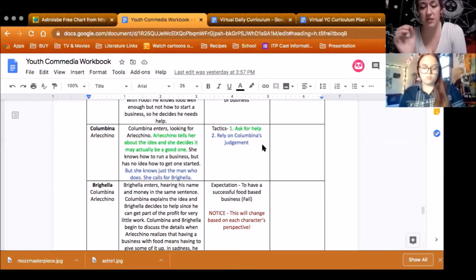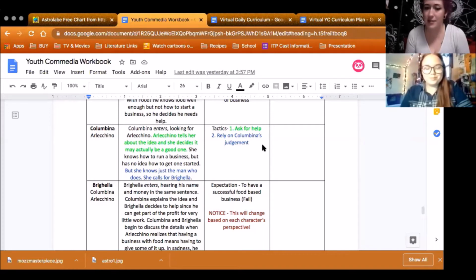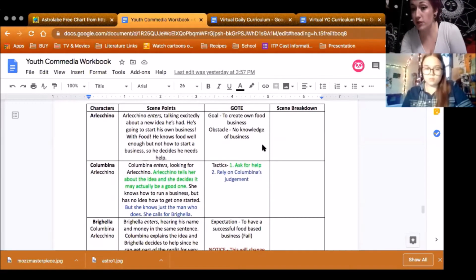And the last thing is the expectation. So the expectation is what your specific character wants this whole situation to work out as. Like, what do you expect? It's the easiest way to explain it. In this case, it's to have a successful food-based business. And with the goat sheet, that expectation can either succeed or fail. If the expectation is to have a successful food business, it fails in this case, and that's okay. The expectation does not have to succeed every time, okay? Now, the expectation for, say, Columbina may either change or succeed depending on what side you take, okay? So this is a very basic example of a goat sheet, okay?